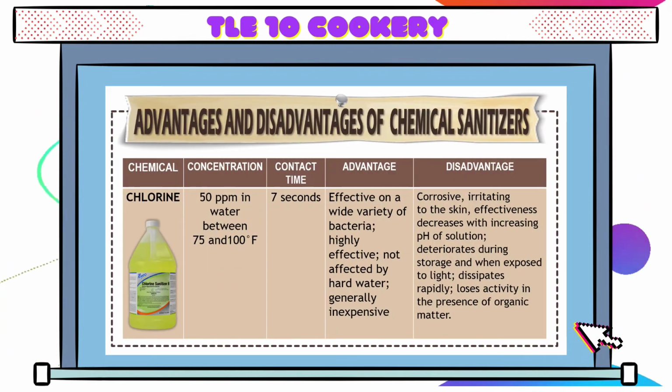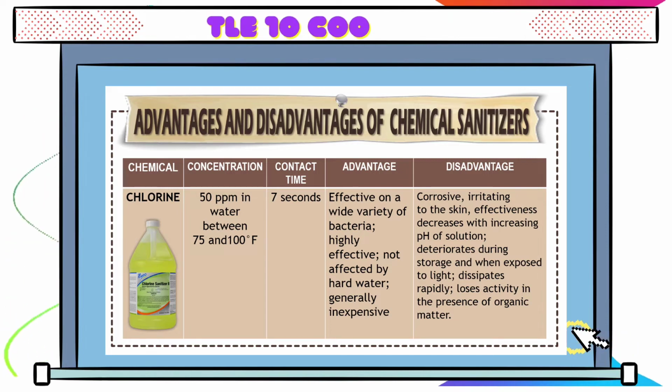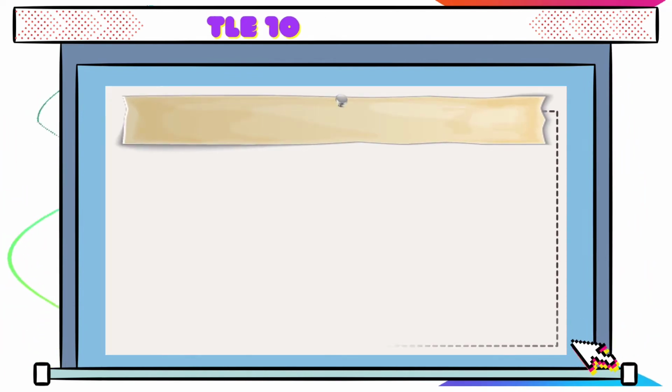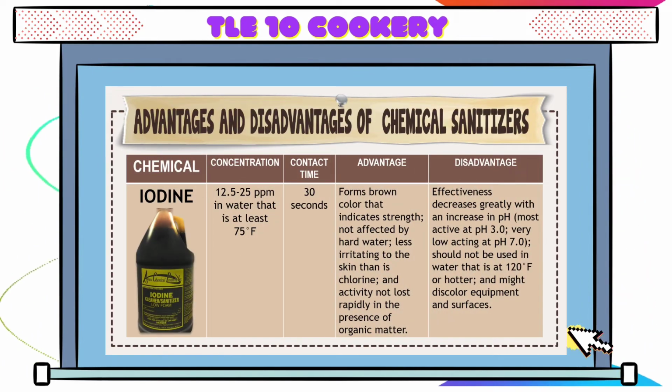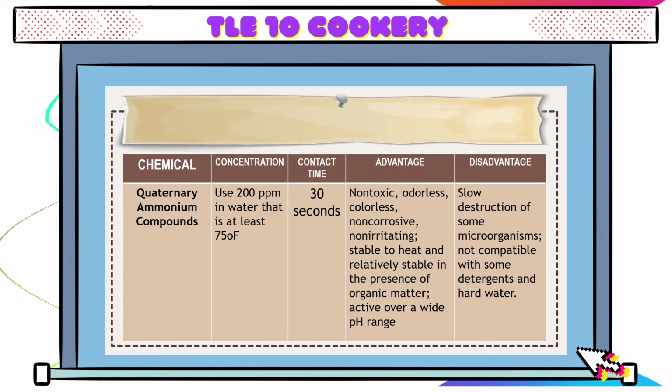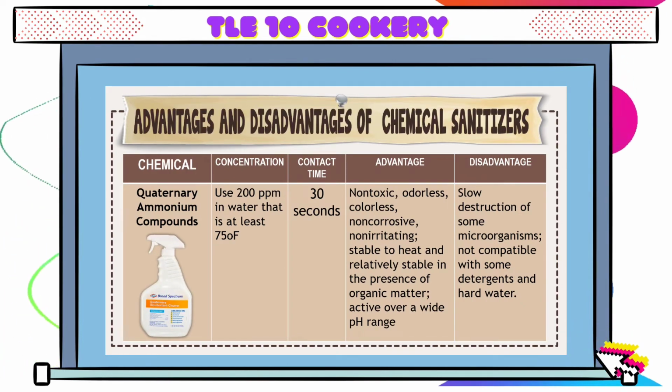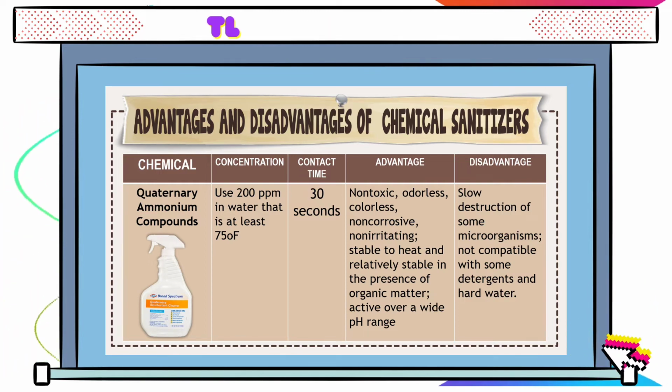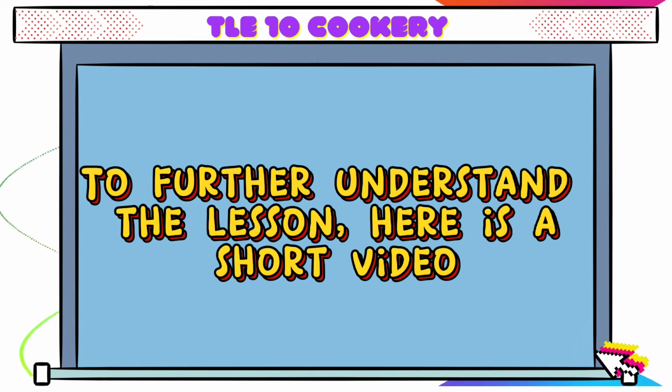The table shows the approved chemical sanitizers for safety purposes. Take note of the concentration, immersion or contact time, advantages and disadvantages of the following chemical sanitizers. The first chemical is chlorine. The second chemical is iodine. The third chemical is the quaternary ammonium compounds. To further understand the lesson, here is a short video.